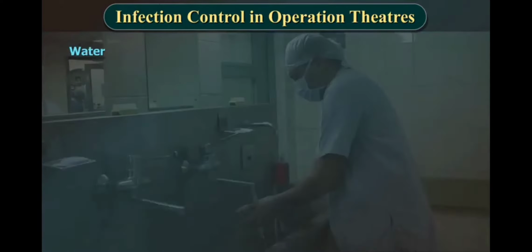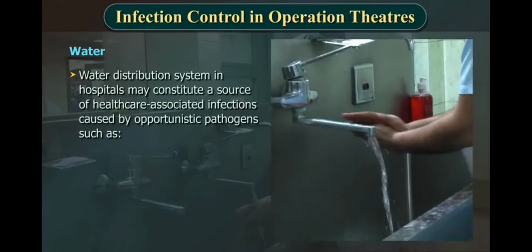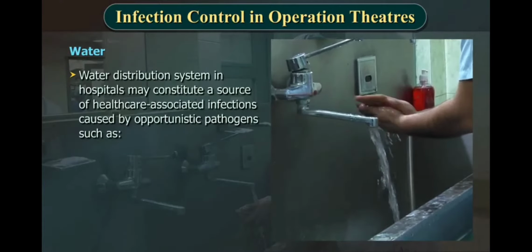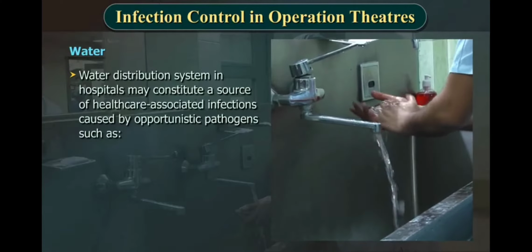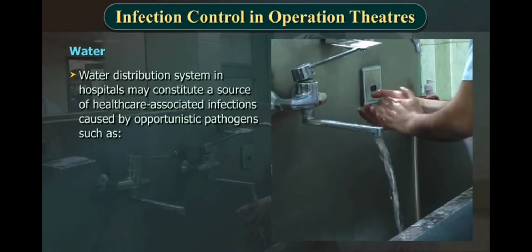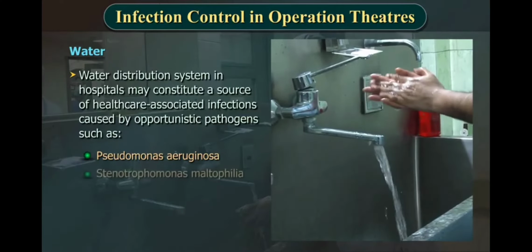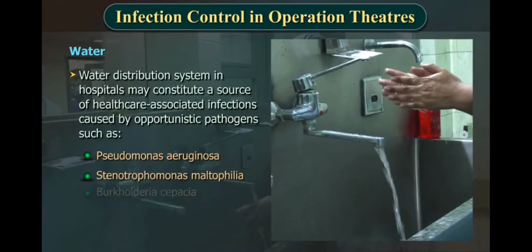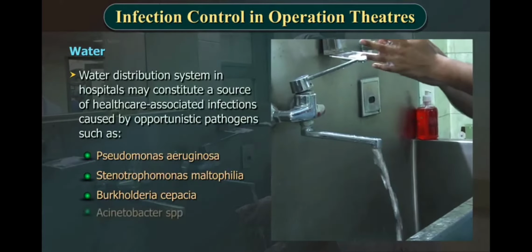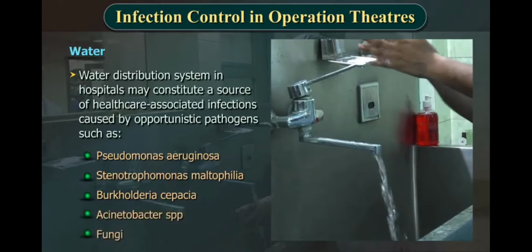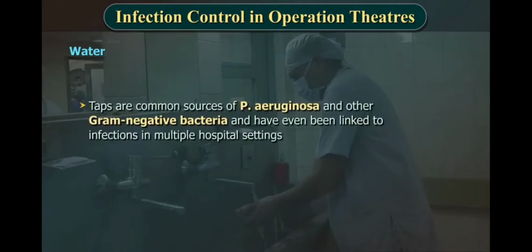Infection control in operation theatres. The water distribution system in hospitals may constitute a source of healthcare associated infections caused by opportunistic pathogens such as Pseudomonas aeruginosa, Stenotrophomonas maltophilia, Burkholderia cepacia, Acinetobacter species, and fungi. Taps are common sources of Pseudomonas aeruginosa and other gram-negative bacteria and have been linked to infections in multiple hospital settings.